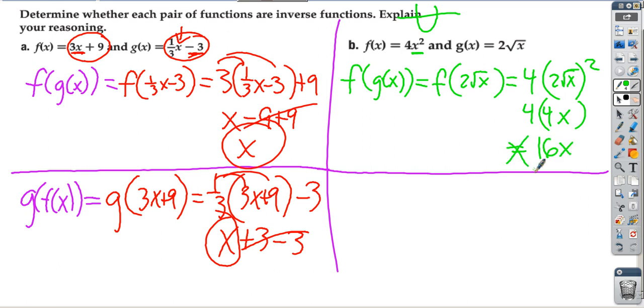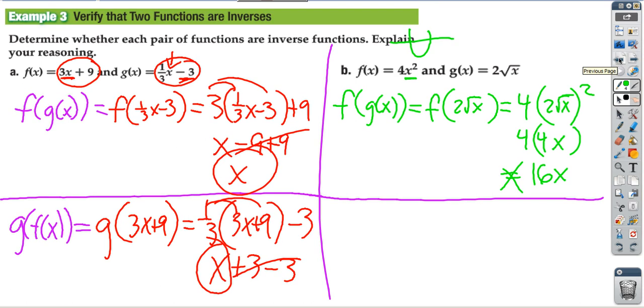So we don't even have to do the other one. It already fails the test. Remember, if one of them works, it doesn't matter. It needs to be both of them work. So that is 6.2. We talked about what is an inverse, how to find inverses, and how to verify if two things are inverses.